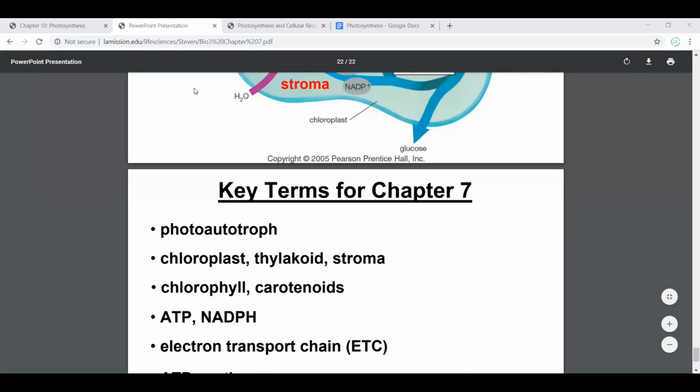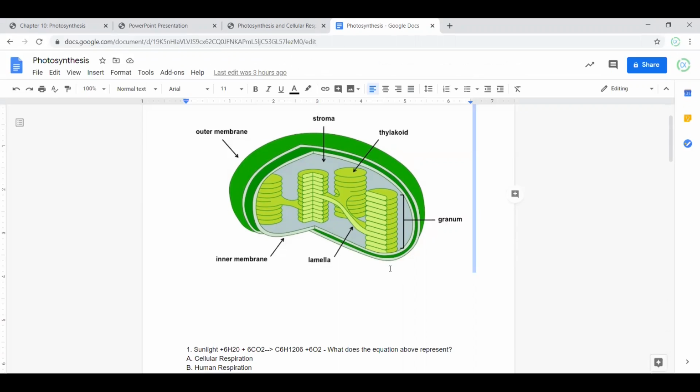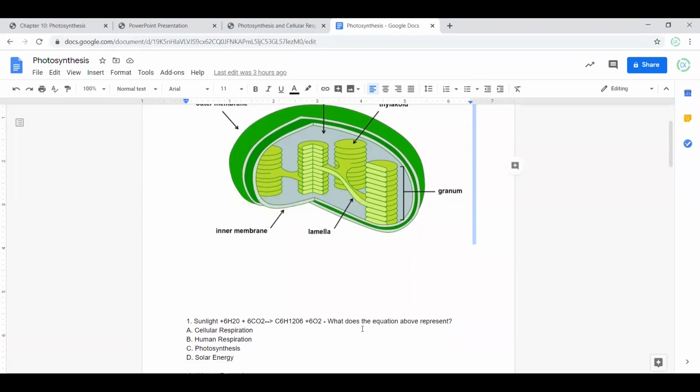Okay. Now I have some questions that we can do. This is just a diagram of the chloroplast. Just as a note, the grana are all connected by a structure called the lamella, which are kind of just like bridges. The lamella have no other function except connecting all the grana and providing structure to the inside of the chloroplast.